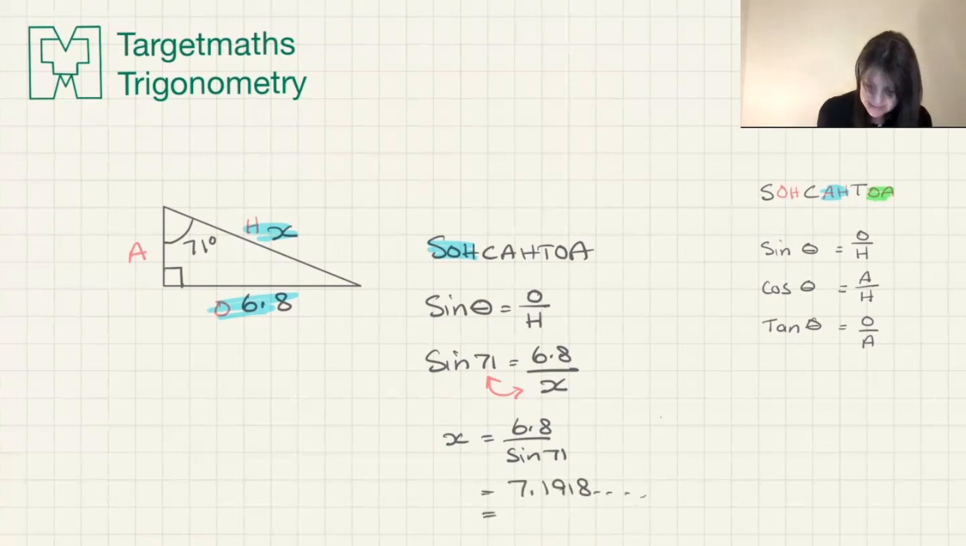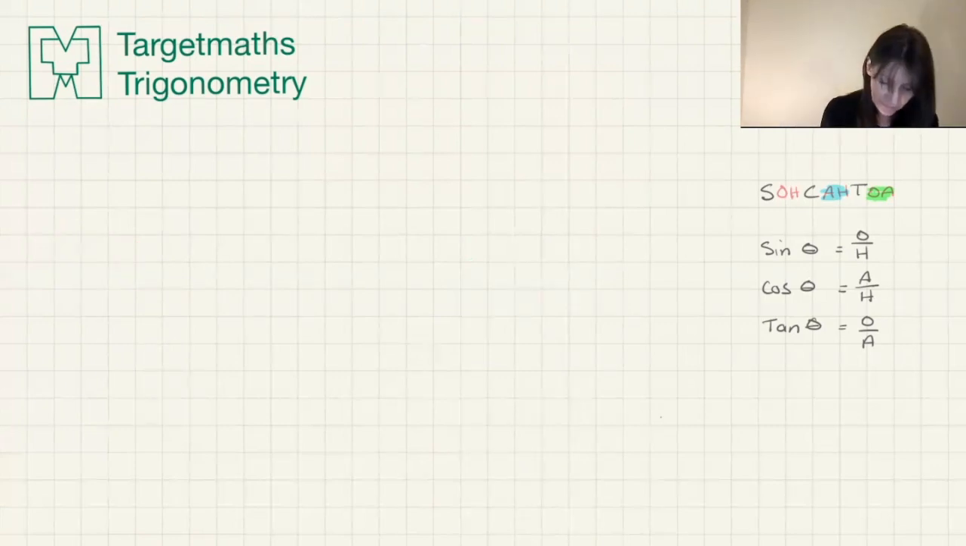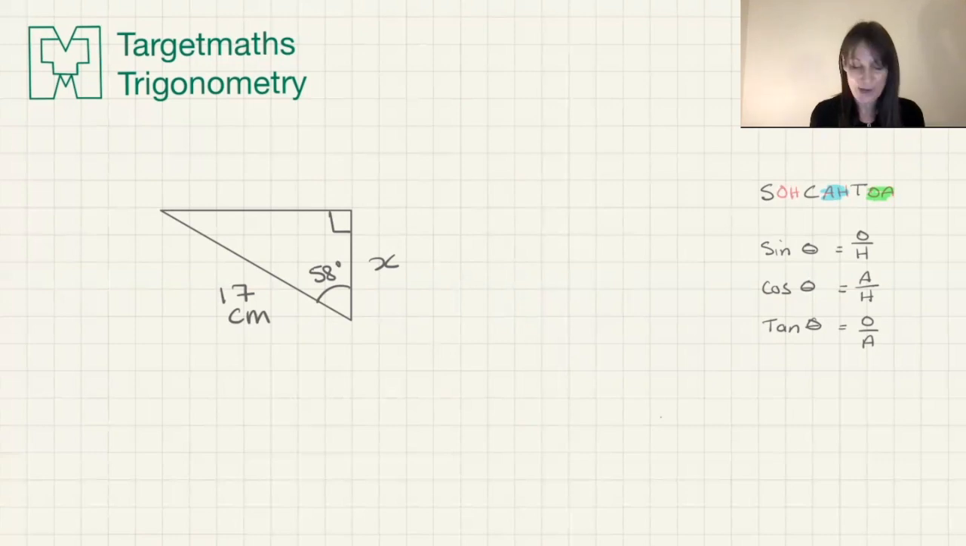So we've got 7.2 to 1 decimal place. I didn't give you any units, so we don't put any units. All right, I think we'll do just one more, and then it's a case of practice makes perfect. So okay, we've got 58 degrees, 17 centimeters. Hit pause and press play when you're ready.